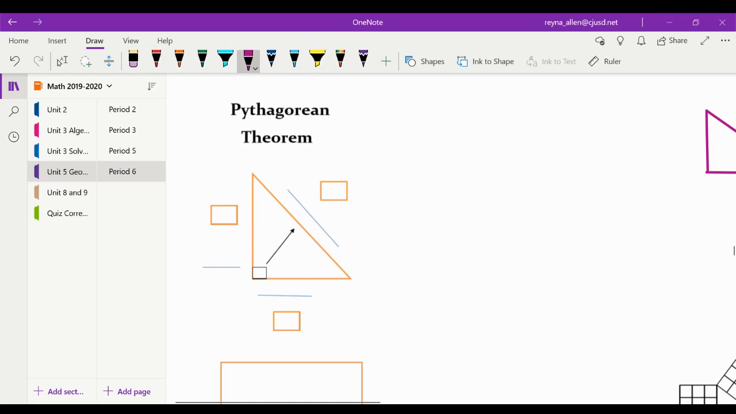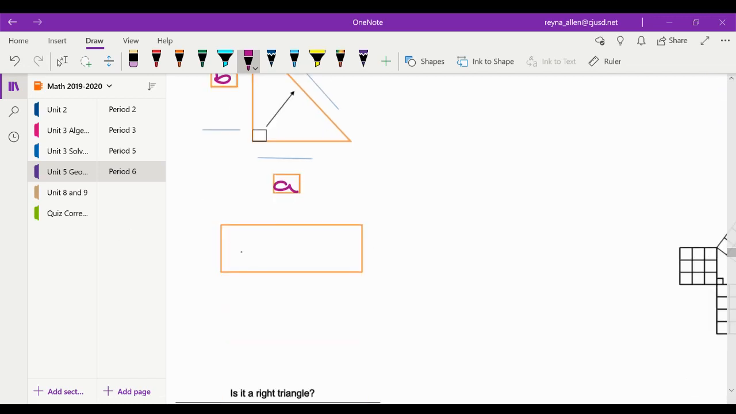So what the Pythagorean theorem says is if you have a right triangle and you take the sides A and B, if you square the two of those sides, it will equal your third longest side, your C. So that basic statement looks something like A squared plus B squared equals C squared. So let's say a little bit more about this.